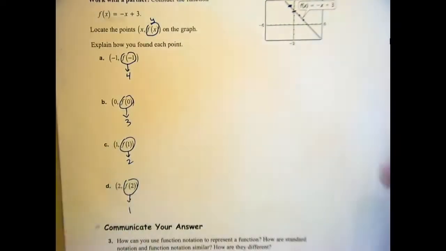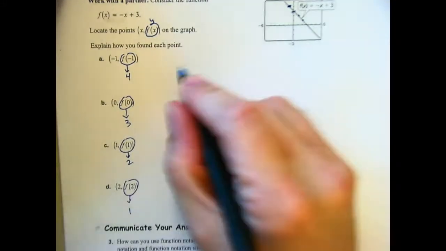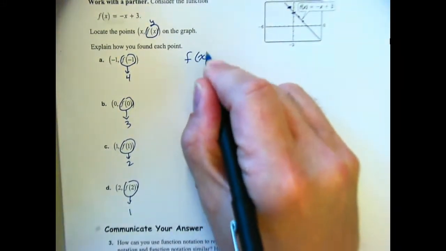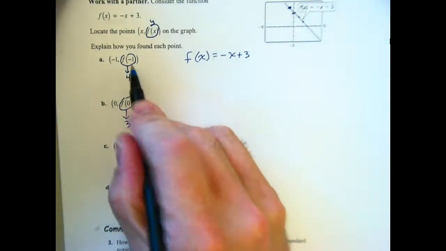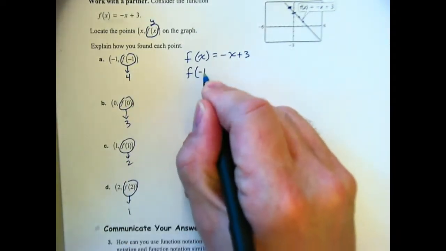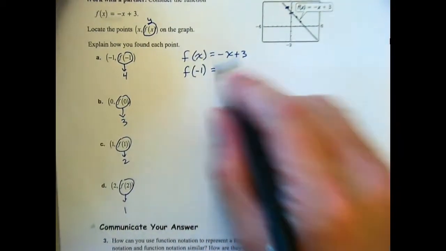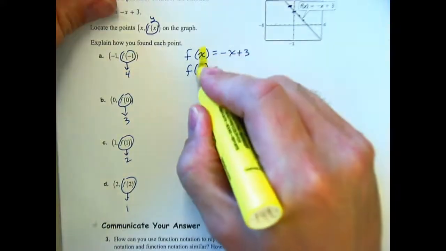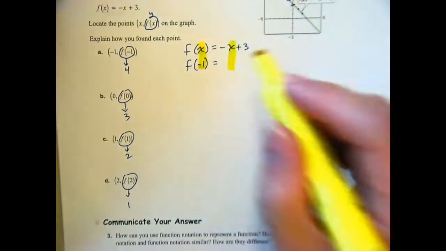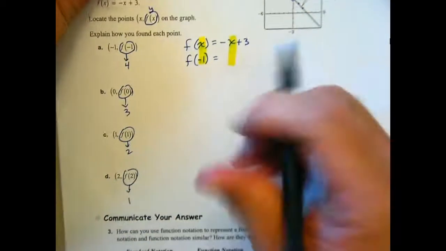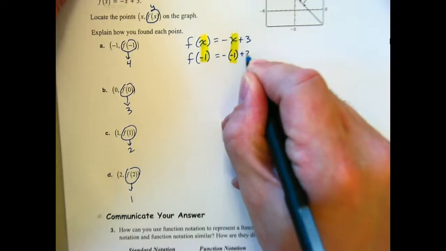How many can prove that using your equation now? If I'm telling you your equation is f of x equals negative x plus 3, and then we're saying f of negative 1, that means, what did I do to the x? You discovered the value for x. So x is negative 1, so everywhere I have an x, I'm going to put negative 1. Everything else stays the same.